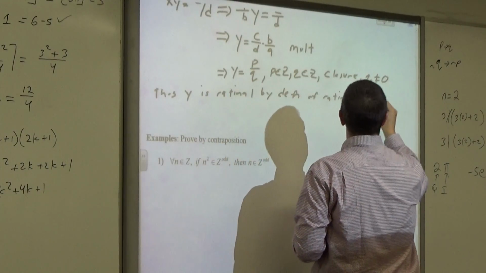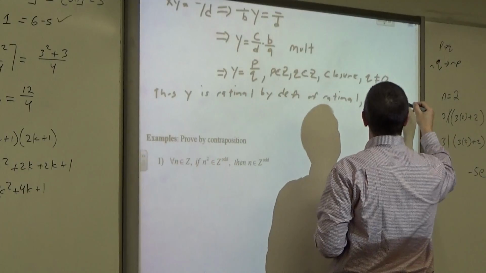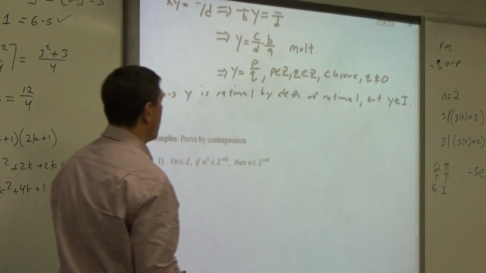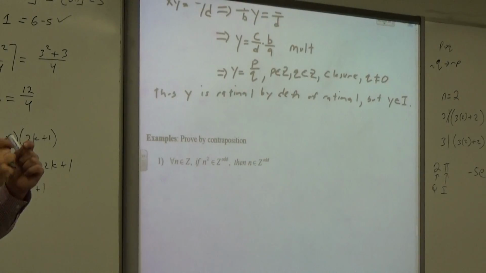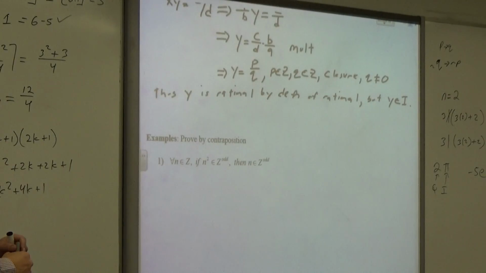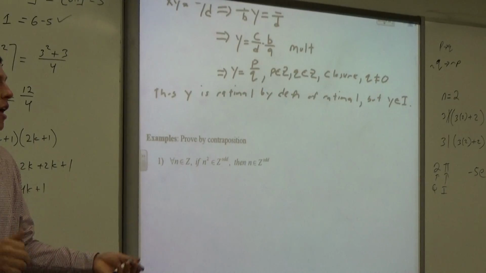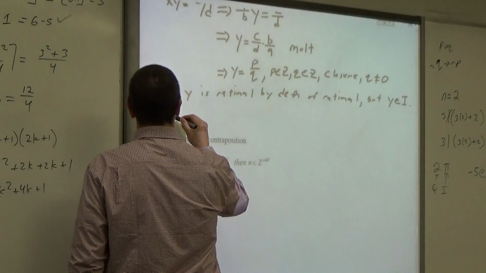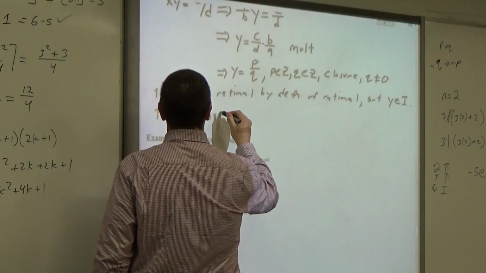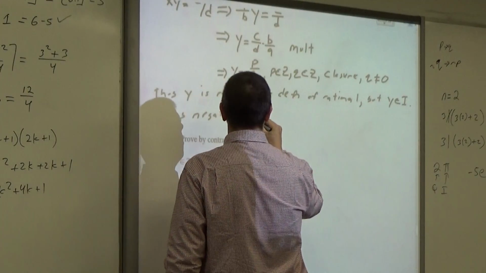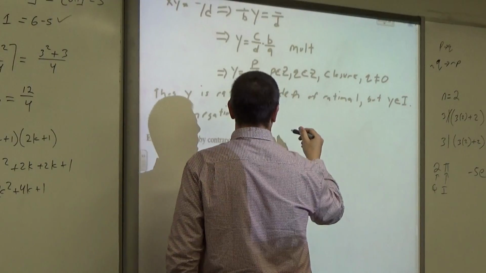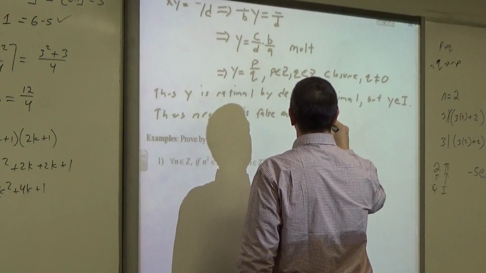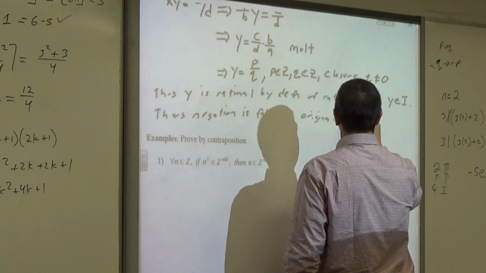Okay. But y is an element of the irrationals. That's like saying a number is both even and odd at the same time. There is no number that's both even and odd at the same time. It's either got to be even or odd. It's either got to be rational or irrational. Can't be both. Thus, the negation's false, the original's true. We got it. So thus, our negation is false, and the original is true.